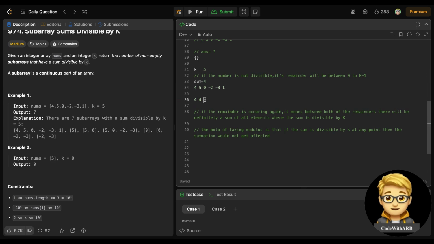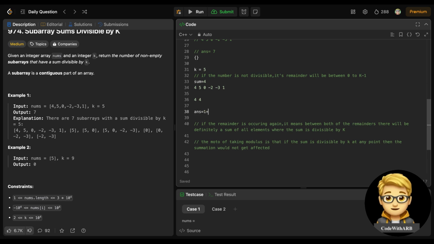So I will store a count, right? Now again, when I add the summation of this 4 with 0, it will again be 4. And if you also see, in this 4, this 5 is divisible, that's why it just occurred at a previous position. When I again take the summation with the next element, it again becomes 4. Now this 4 occurs two times here, right?